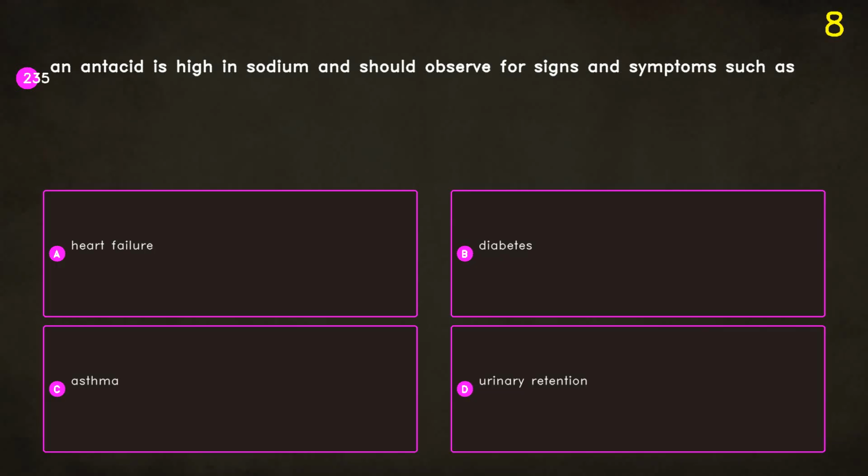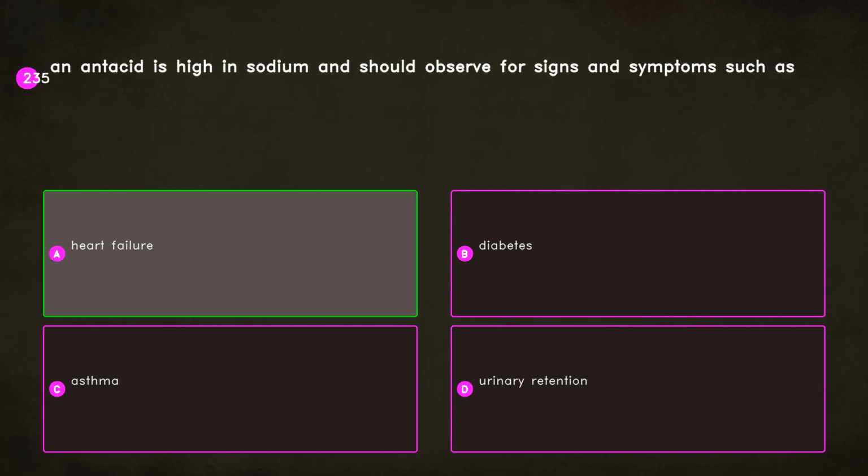Question 235. An antacid is high in sodium and should observe for signs and symptoms such as A. heart failure. B. diabetes. C. asthma. D. urinary retention. The correct answer is heart failure.